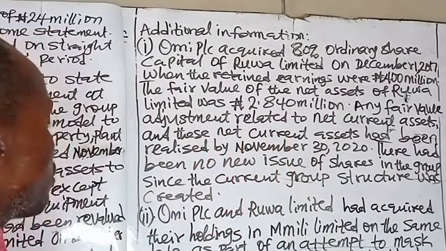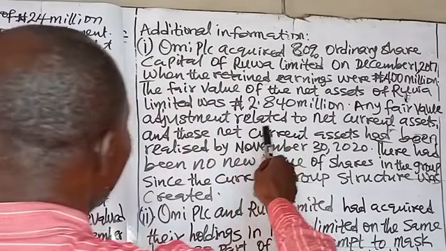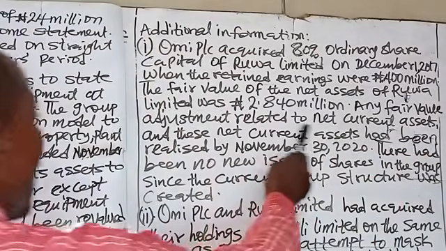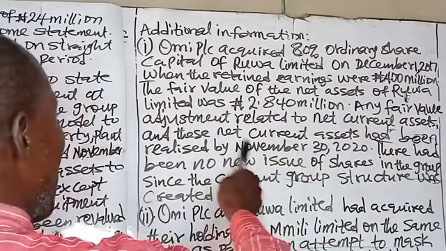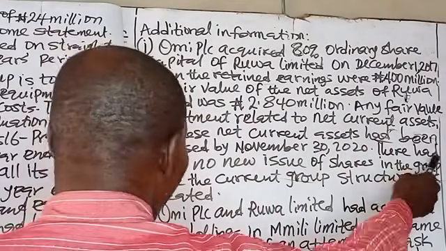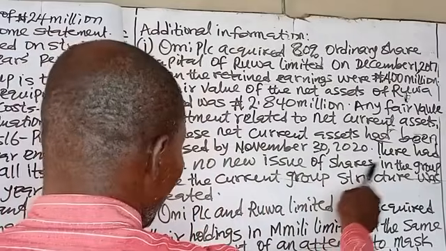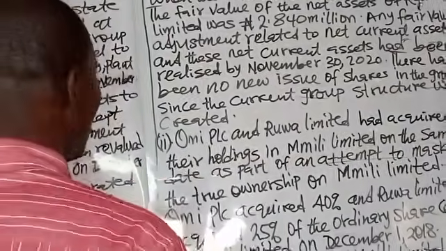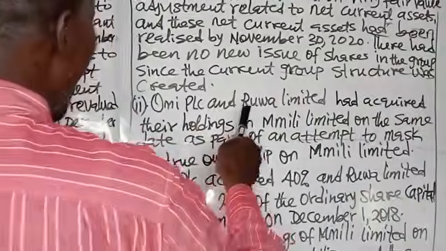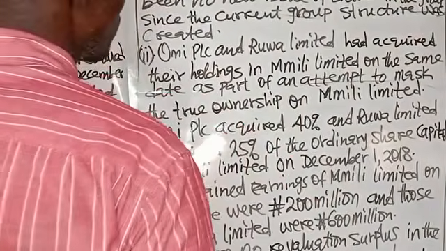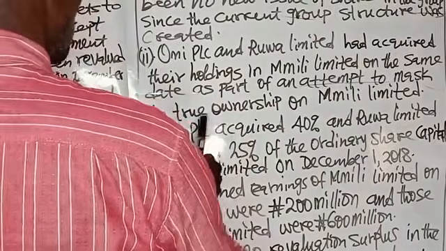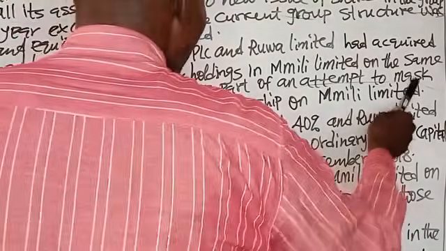Any fair value adjustment related to net current assets, and these net current assets have been realized by November 30, 2020. There had been no new issue of shares in the group since the current group structure was created. Note 2. OMI PLC and Ruwa Limited had acquired their holdings in Mili Limited on the same date as part of an attempt to mask the true ownership of Mili Limited.